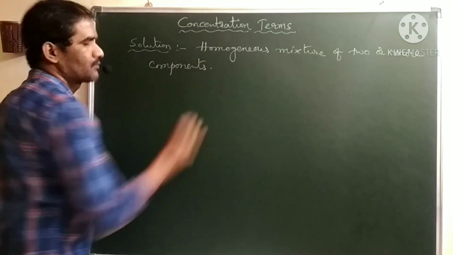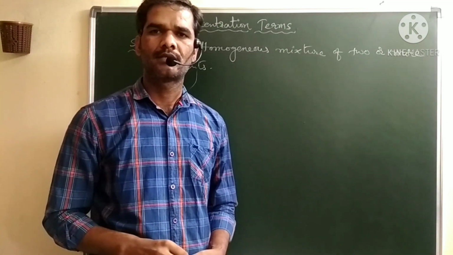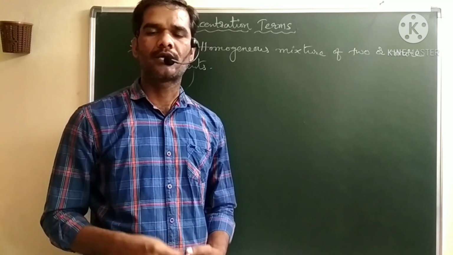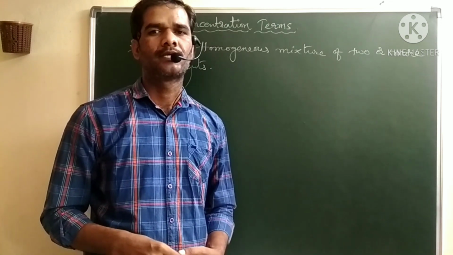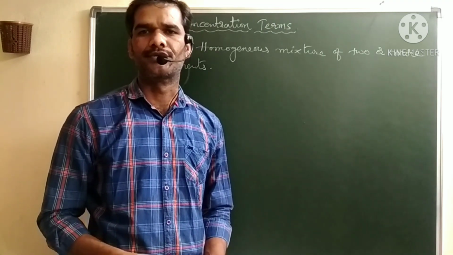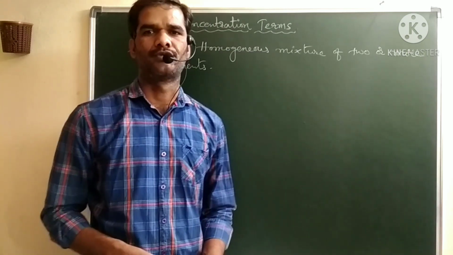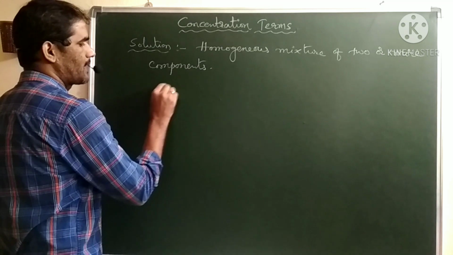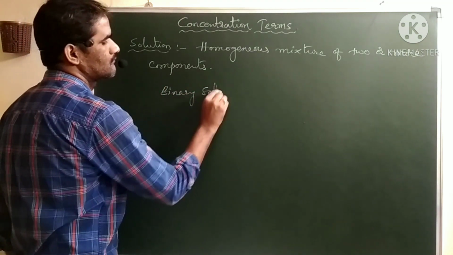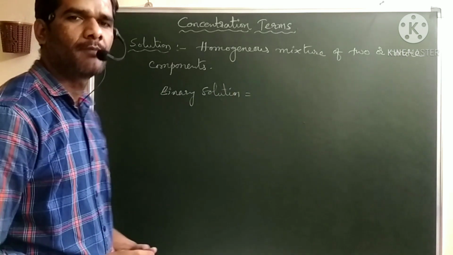So two or more components means it may contain two components. If the solution contains two components, we call it a binary solution. If the solution contains three components, then we call it a tertiary solution. If it is four components, quaternary solution, and so on. But here we will mainly discuss binary solutions, which contain two components.